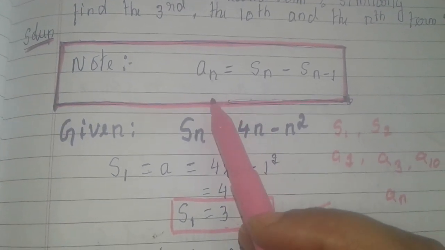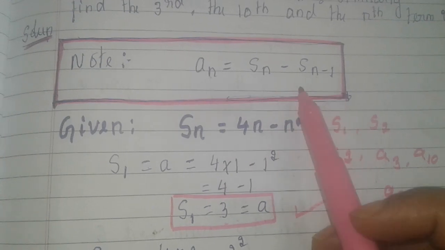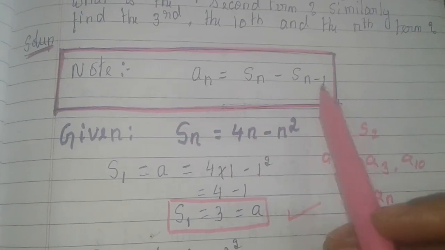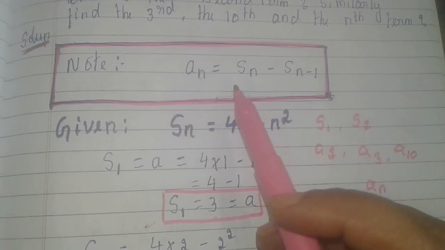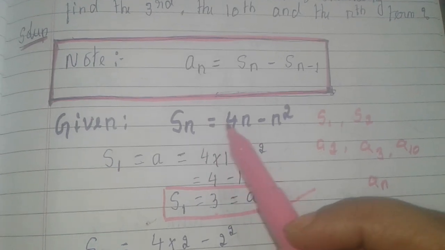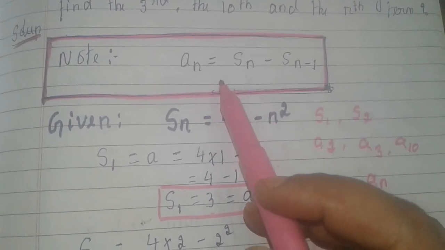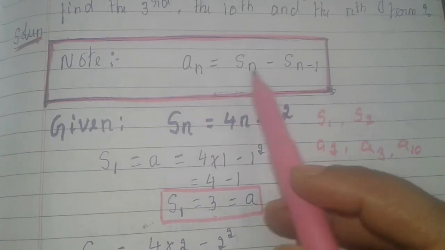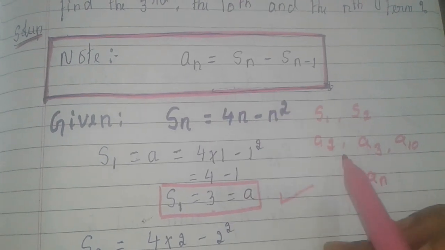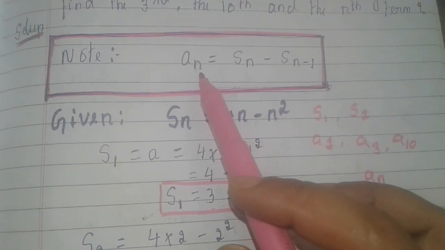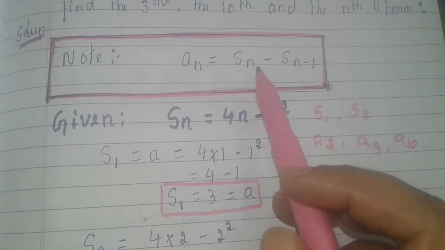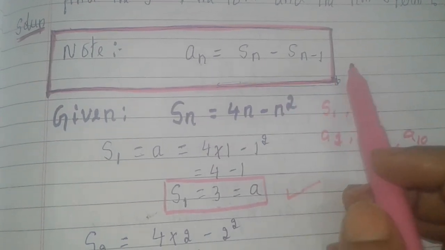We can use that formula when you know A and D. Here I don't know A and D, I don't know the series, so it is impossible to find An directly. So I need one formula which helps you to find any term of an AP. That is An equals Sn minus Sn minus 1.